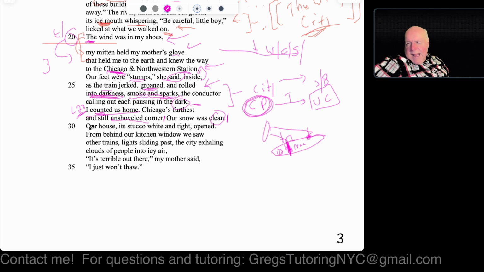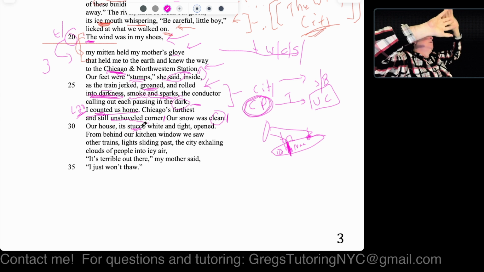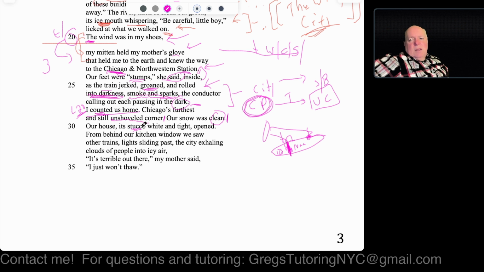So, and then our house, it's stucco white and tight. So stucco is a kind of concrete that is put over a brick building. It's just a way of finishing the outside of the building. So instead of it being like a wooden structure, it probably was made of concrete of some sort. Could be bricks, but the bricks were still covered over.